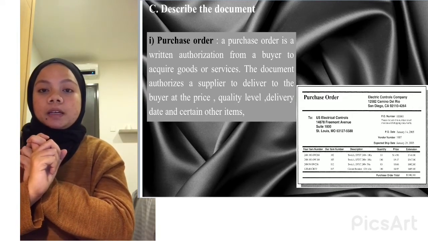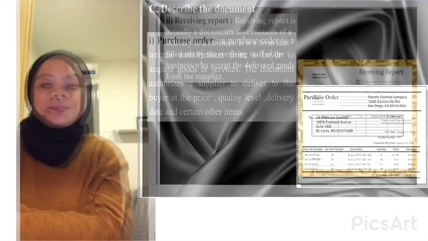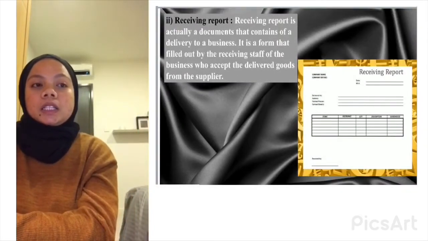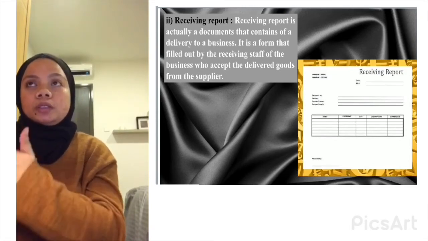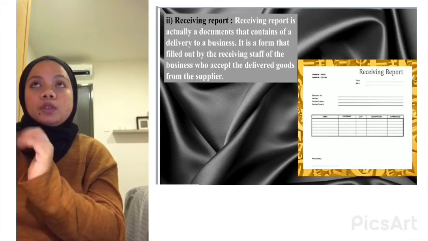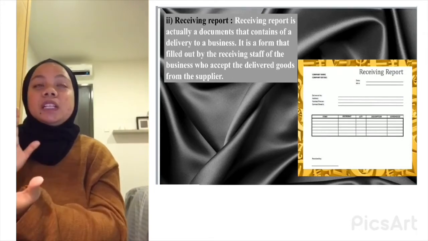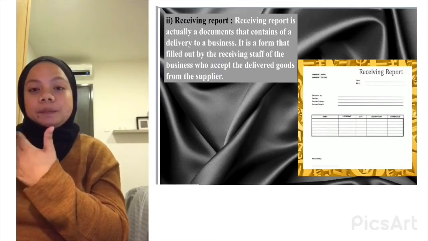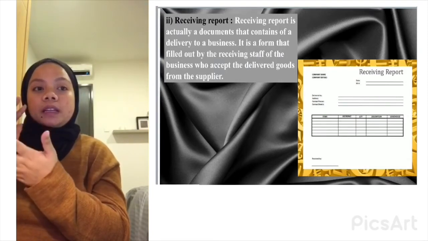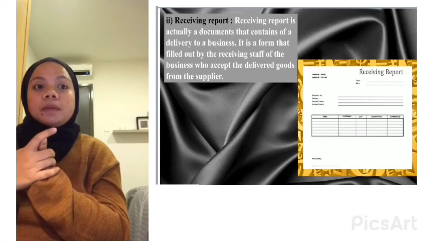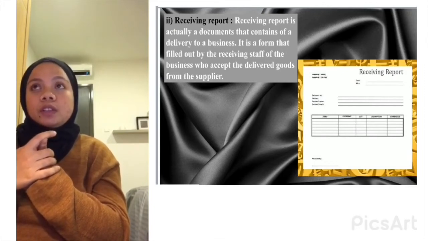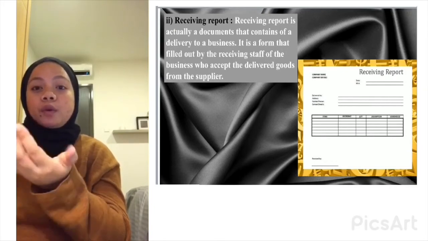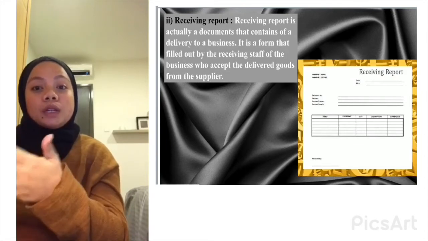So below is an example of the purchase order made by a particular company to its supplier. Alright, so next is the receiving report. The receiving report is a form of document which contains the delivery details of a business. It is a form filled out by the receiving staff. The receiving staff is the one who receives all those goods delivered by the supplier.